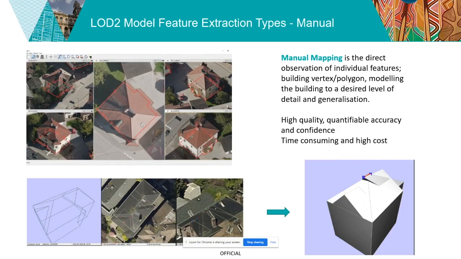The result of this manual mapping is a high-quality, high-confidence model, suitable for the maximum number of use cases. But obviously, this manual mapping is time-consuming and high cost in both production, procurement, and also QA.